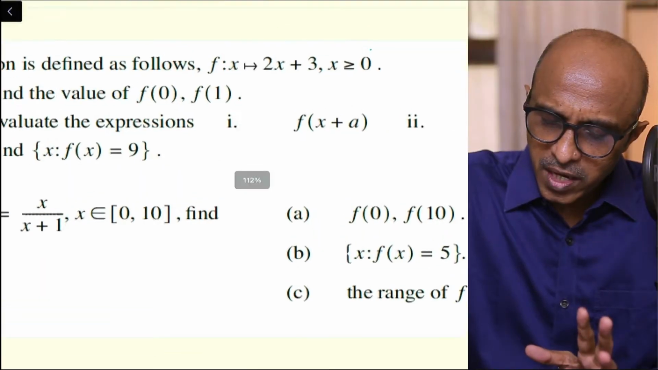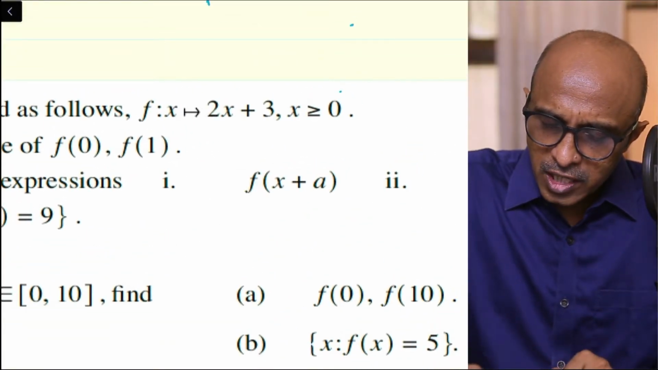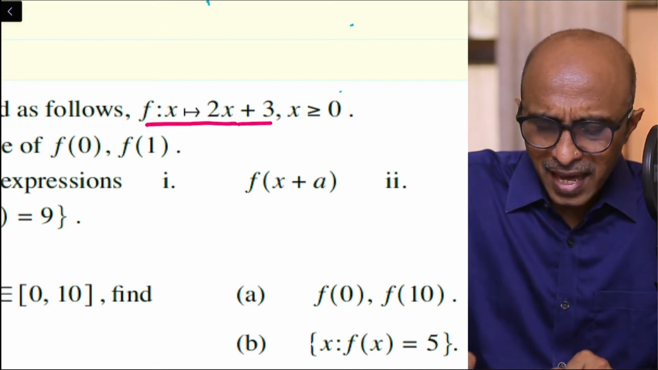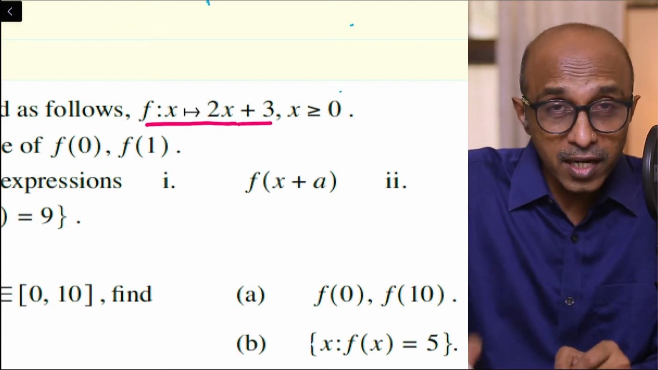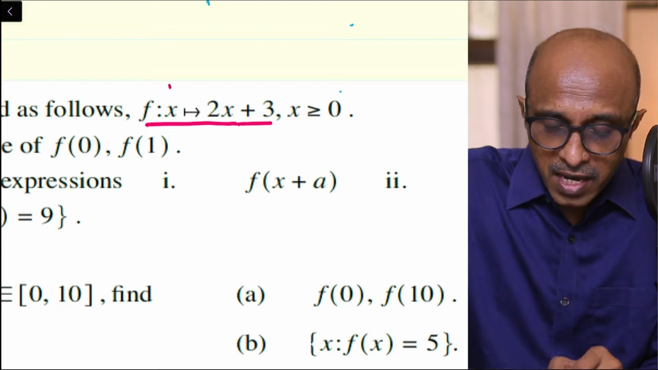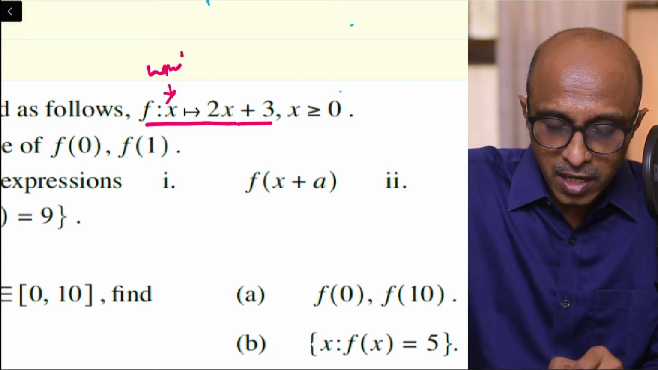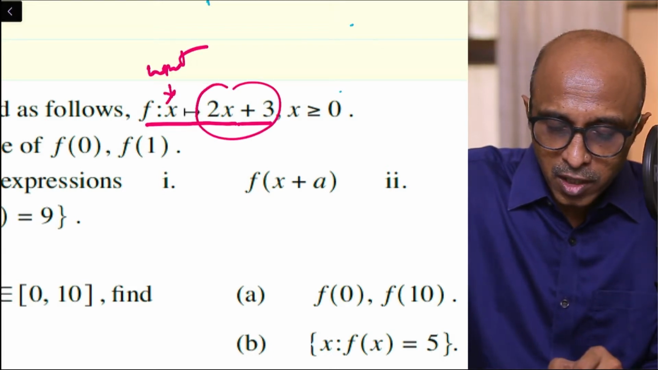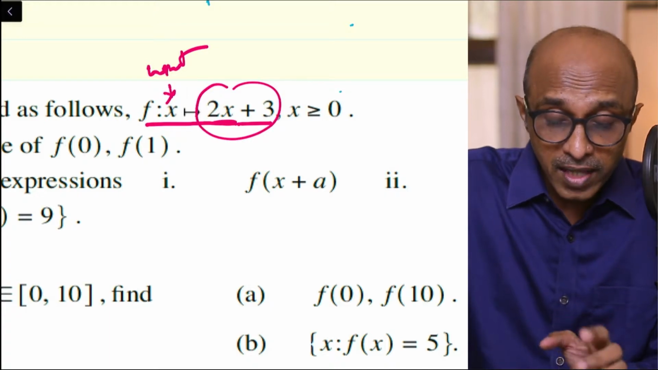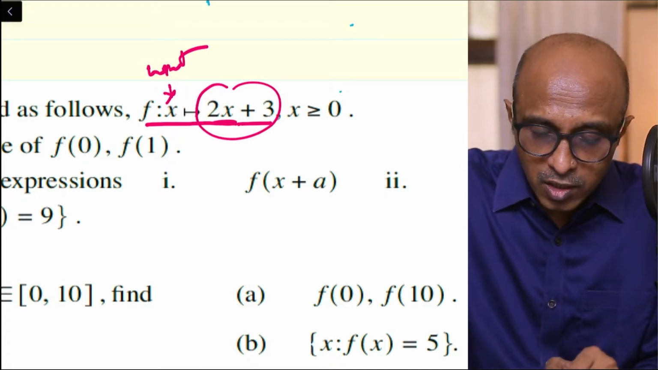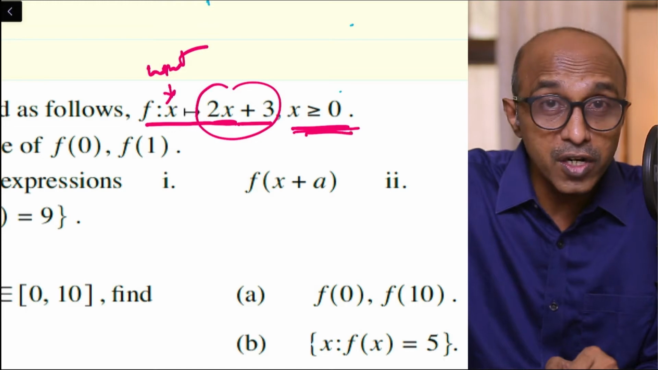In some questions, we come across expressions like this, where it says f such that x arrow to 2x plus 3. Well, that is okay. This just means f such that, the colon stands for such that, every input, if x represents the input, every input becomes 2 times the input plus 3. Well, that's all right. But what about this comma x greater than or equal to 0?